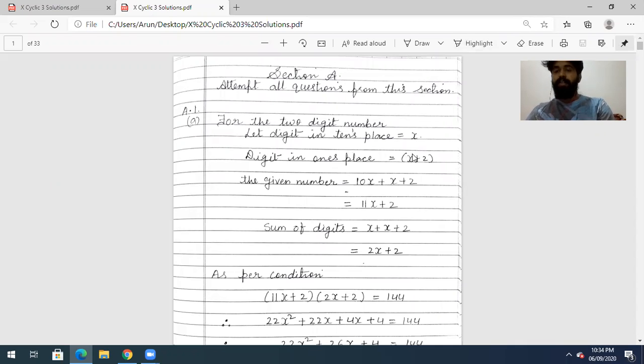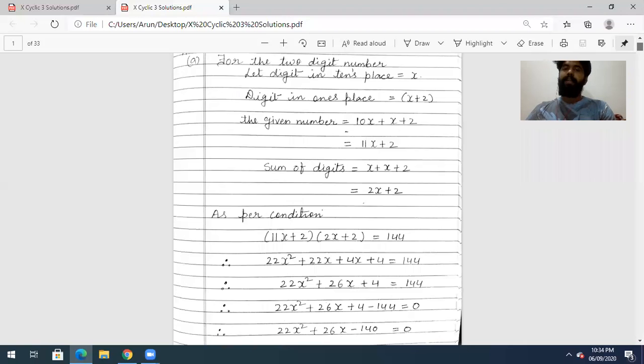So the question was, in a 2-digit number, the units digit exceeds the tens digit by 2. The product of the given number and the sum of its digits is equal to 144. Find the number. So, first of all, we have been given that the units digit exceeds the tens digit by 2. So, we're going to take the tens digit as x. So, the units digit becomes x plus 2.